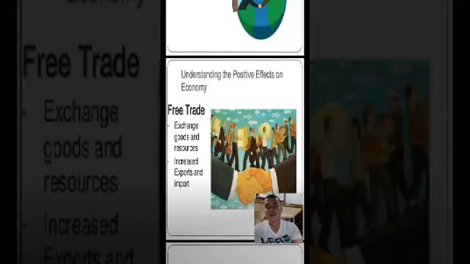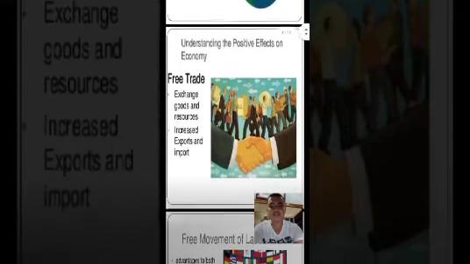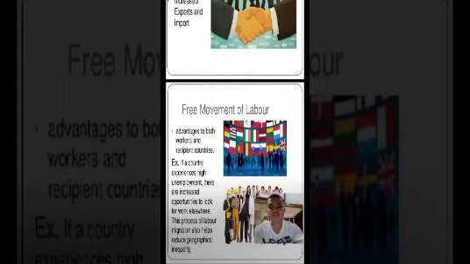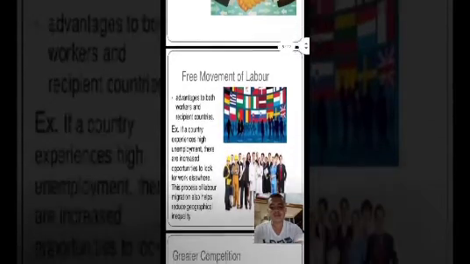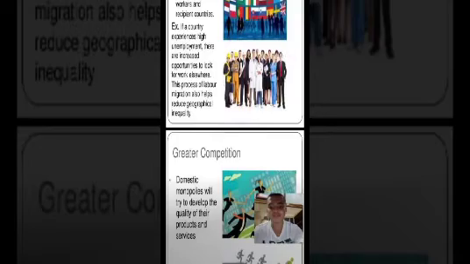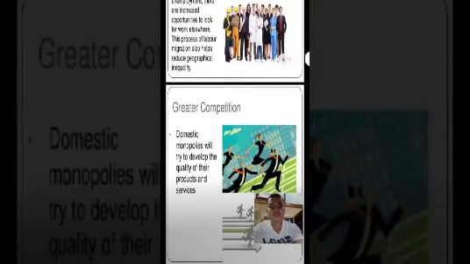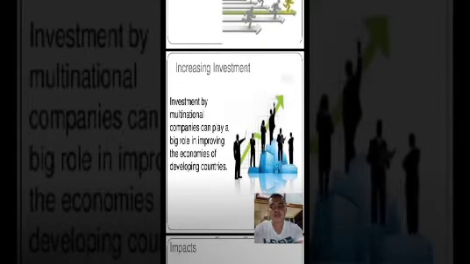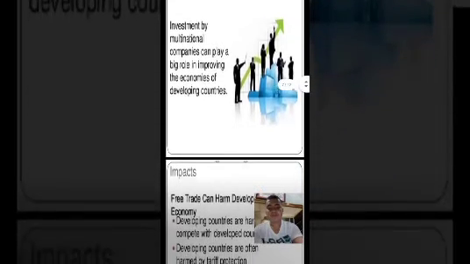So if the government is involved, it benefits from globalization through taxes. So, free movement of labor, an advantage to both workers and also the recipient countries such as the governments. Greater competition, increased investment for stakeholders, and many more. So, impacts.